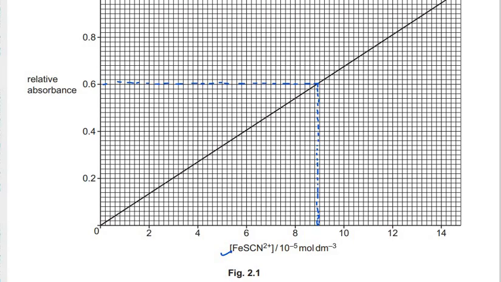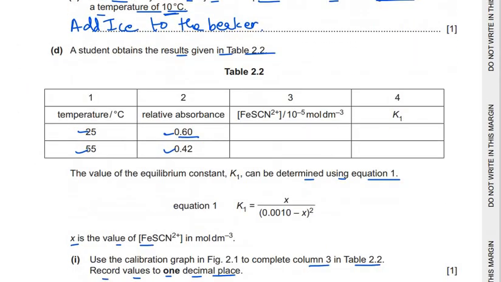Now you can see that here is a 9, but I have got the line between the two major lines, so it should be 8.9, because it's not exactly 9 and it's not exactly 8.8, it's 8.9. So the first one is 8.9, so let's add 8.9 into 10 power minus 5 moles per dm cube.